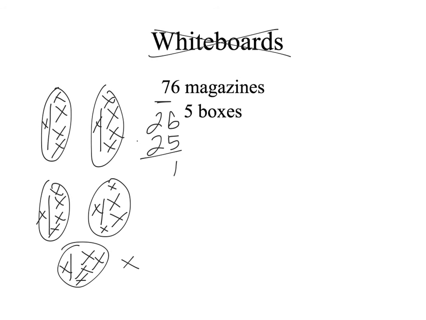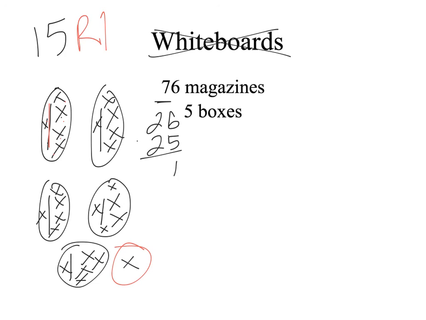So my answer would be, how many magazines are going to go in each box? Well, there's 1 ten and 5 ones. So 1 ten, 5 ones. And then I have a remainder of 1.